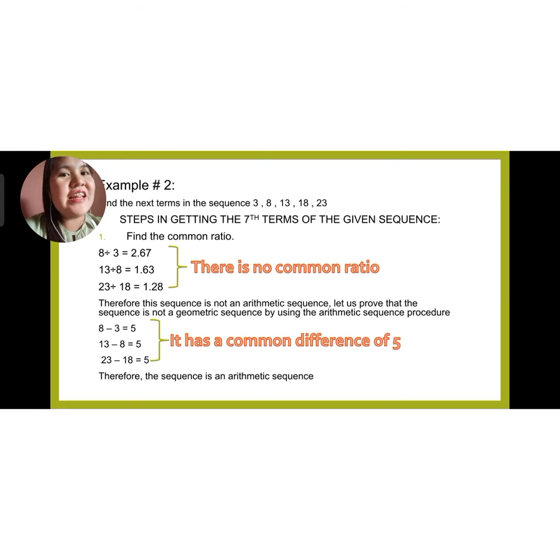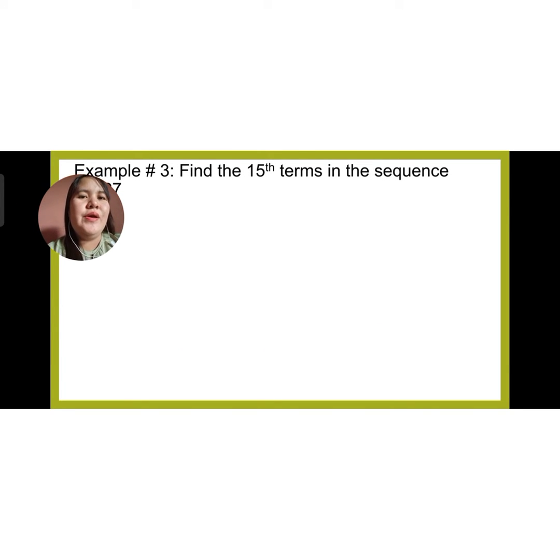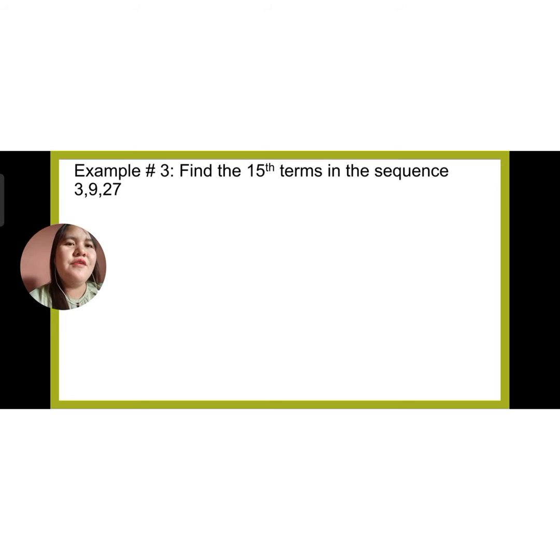Okay, kaya hindi natin nakuha yung common ratio simply because it is not an example of geometric sequence. This one is an example of arithmetic sequence. Example number 3. Find the 15th term of the sequence 3, 9, 27. Ayan, malaking number na yung hinahanap. Yung ika-15 na, so medyo malayo na.